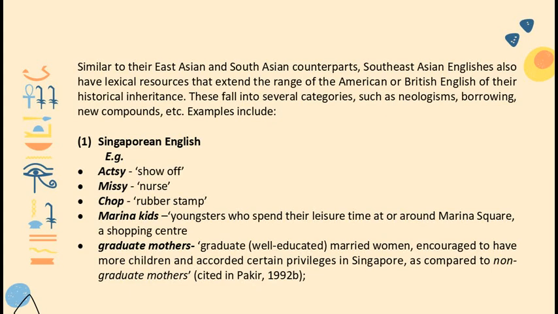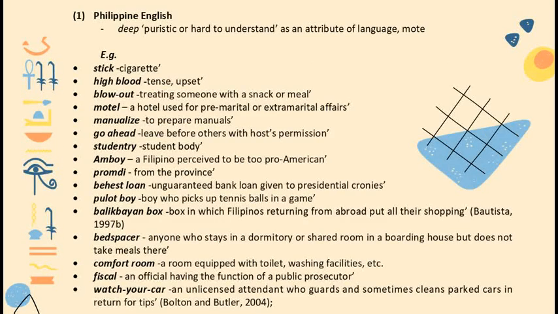Examples include Singaporean English: aksi, which means show off; missy, nurse; chop, rubber stamp; Marina kids, which means youngsters who spend their leisure time at or around Marina Square, which is a shopping center; graduate mothers, or well-educated married women encouraged to have more children and accorded certain privileges in Singapore as compared to non-graduate mothers. In Philippine English, deep, heuristic, or hard to understand as an attribute of language.